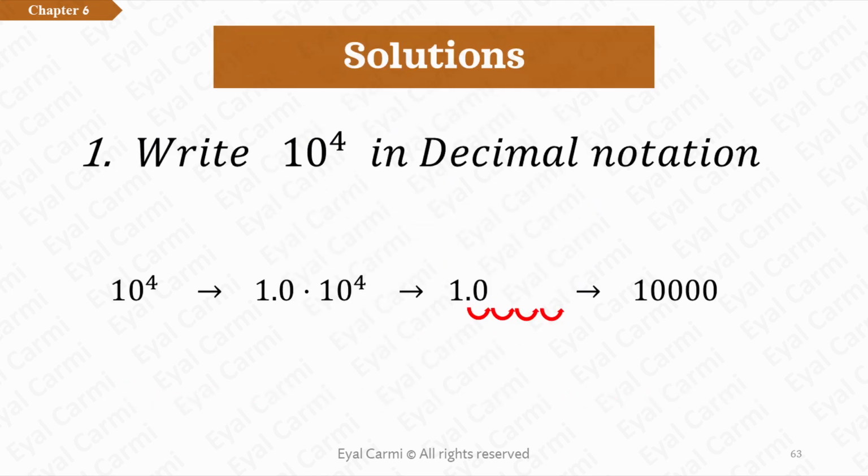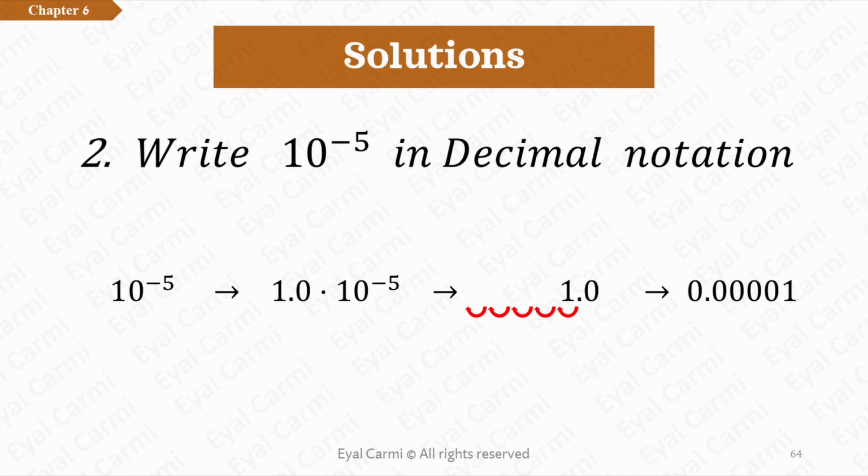Solution 1. 10 to the power of 4 can be written as 1.0 times 10 to the power of 4, which is equivalent to writing 1.0 and moving the decimal point 4 steps to the right, which results in 10,000.